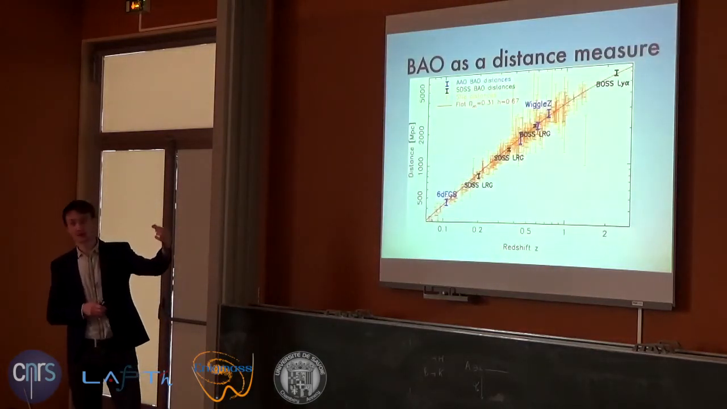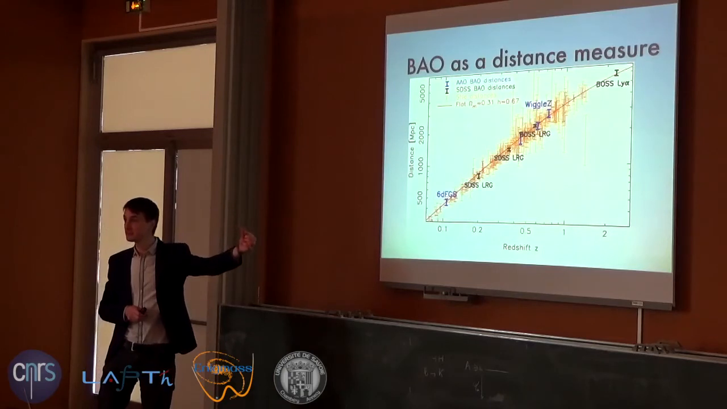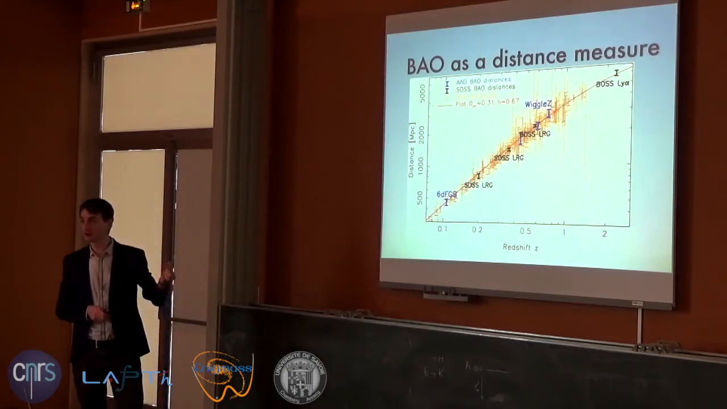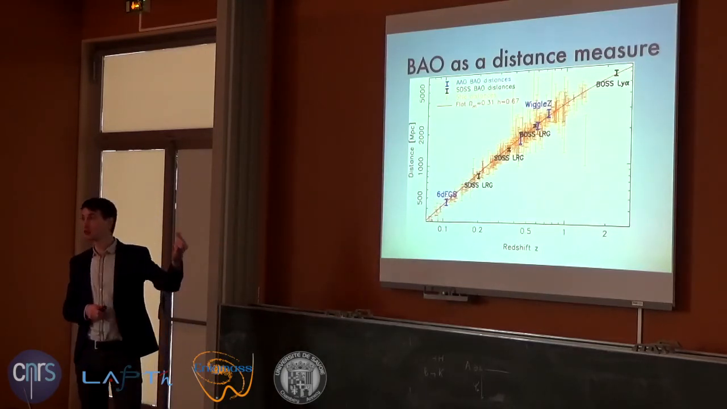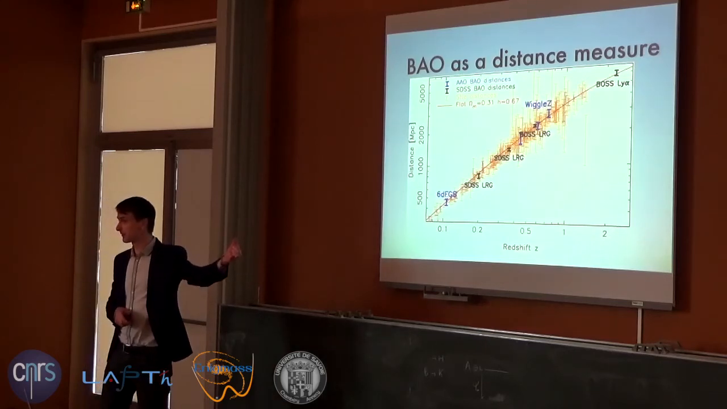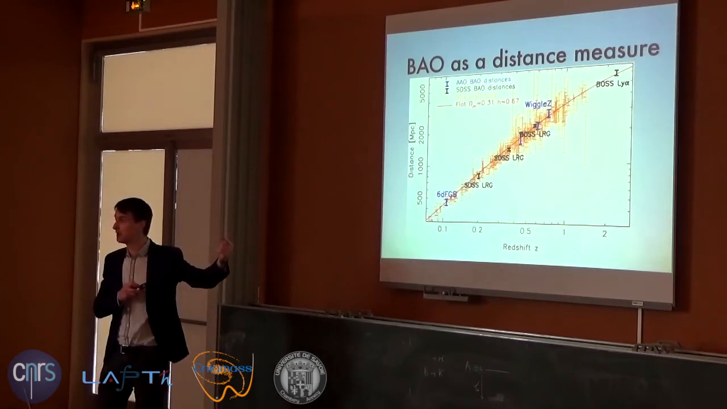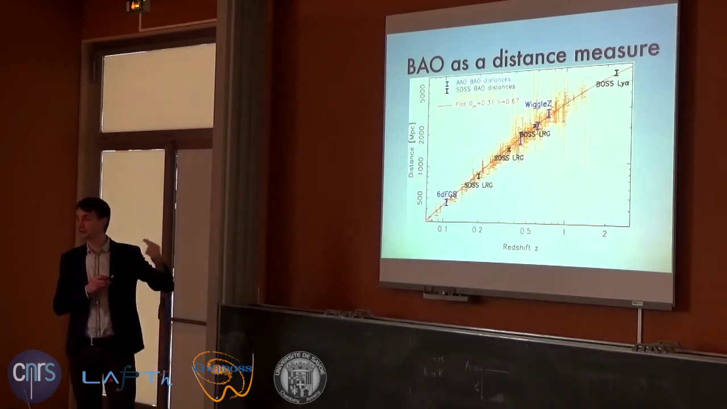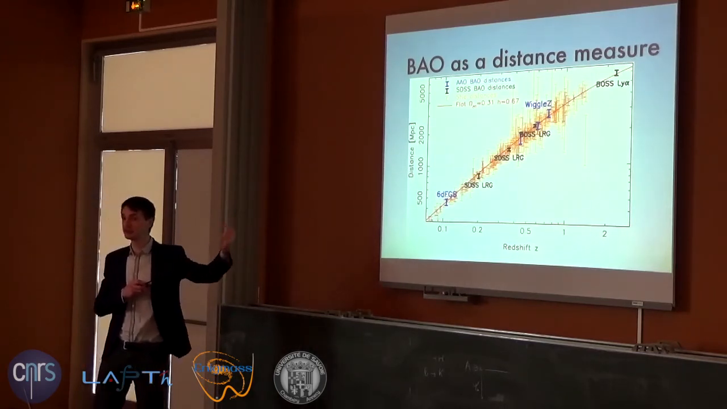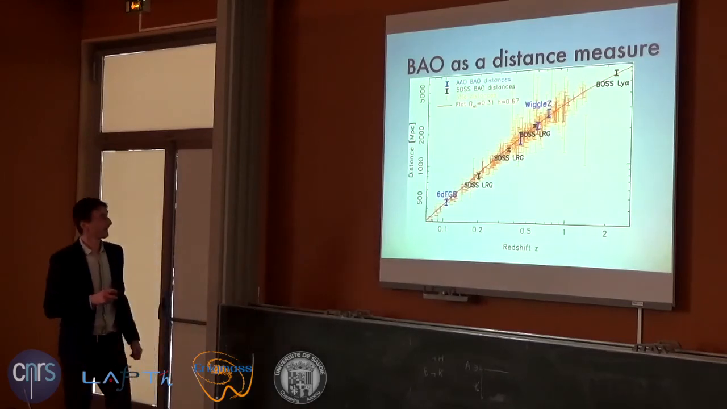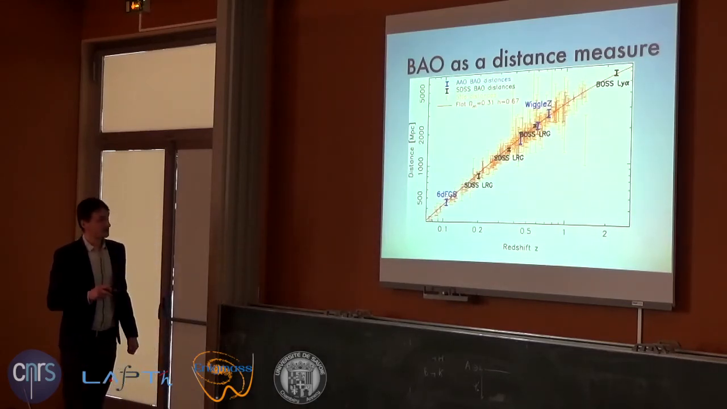If you observe a characteristic scale at different distances, you observe it under different angles. If you know the original physical size and you observe it under a certain angle, you can compute what the distance is to that object. So you have a measurement of the distances as a function of redshift in the universe. And that is exactly what the baryon acoustic oscillations give.